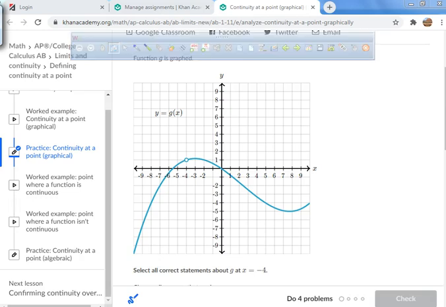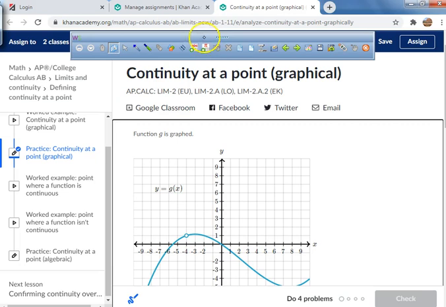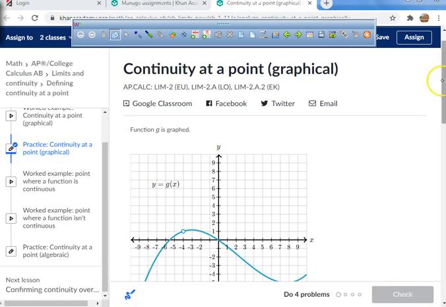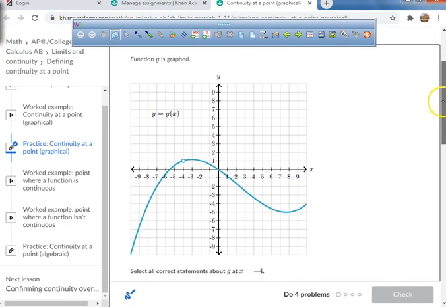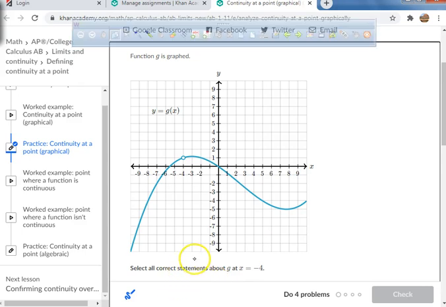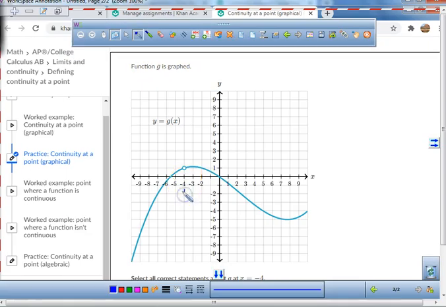All right, everybody, today what we're going to be working on is continuity at a point, dealing with graphical continuity. So let's take a look at this graph right here. I can slide it up and down. Right now it says select all the correct statements about g at x equals -4, which is right here. So it's asking where x is -4.